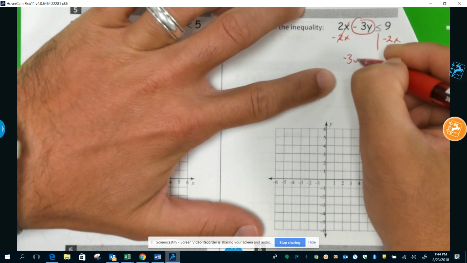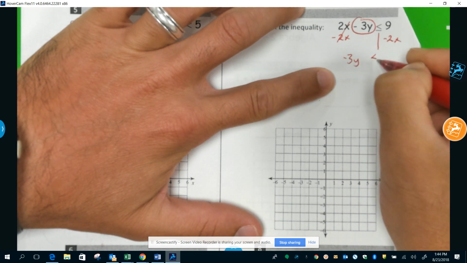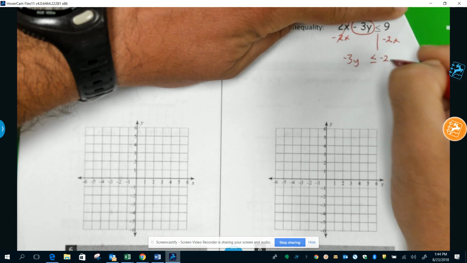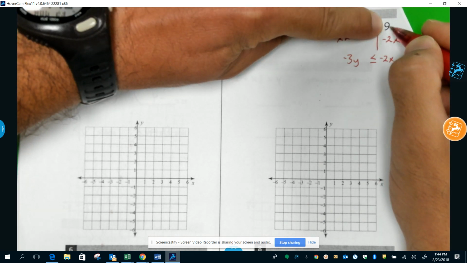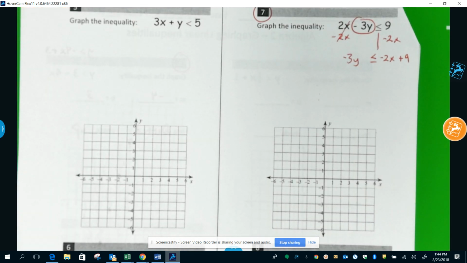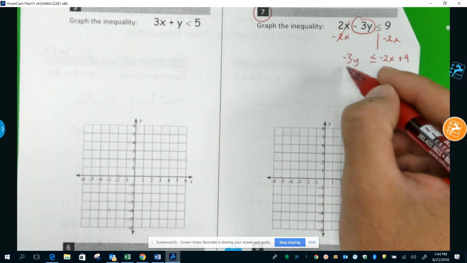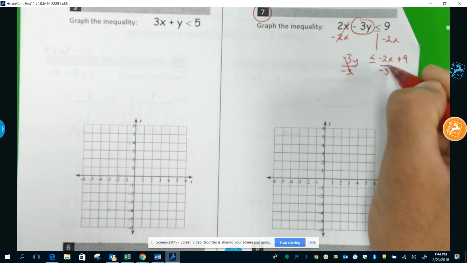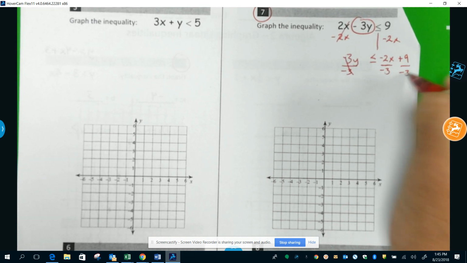So I have negative 3y. I subtracted 2x, so the sign doesn't flip when I subtract, so I leave it less than or equal to. I'll put my negative 2x in the front, and I'll put my positive 9 at the end, so it's slope-intercept form. Last step to get this y by itself, we're going to have to divide by the negative 3. Divide by negative 3 on the right side to every one of these numbers.